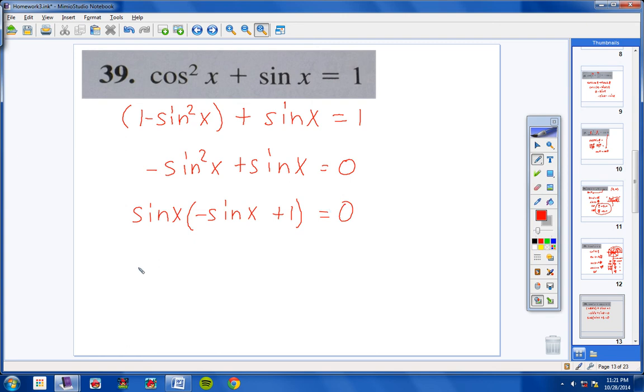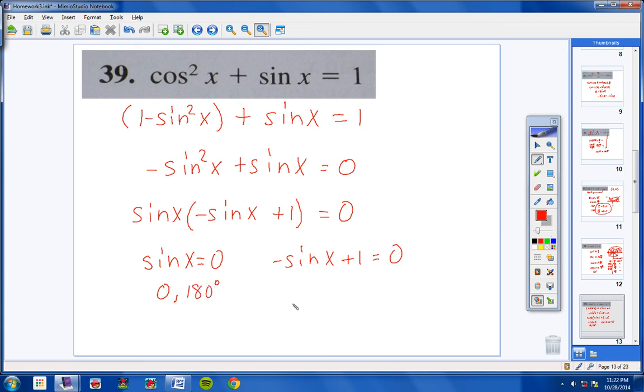Now, let's see what we have next here, students. We take this group here, set it equal to 0, and we take this group here and set it equal to 0. So there we go. Now let's see, what angles when you take the sine of certain angles give you 0? The sine of 0 and the sine of 180 would give you 0.